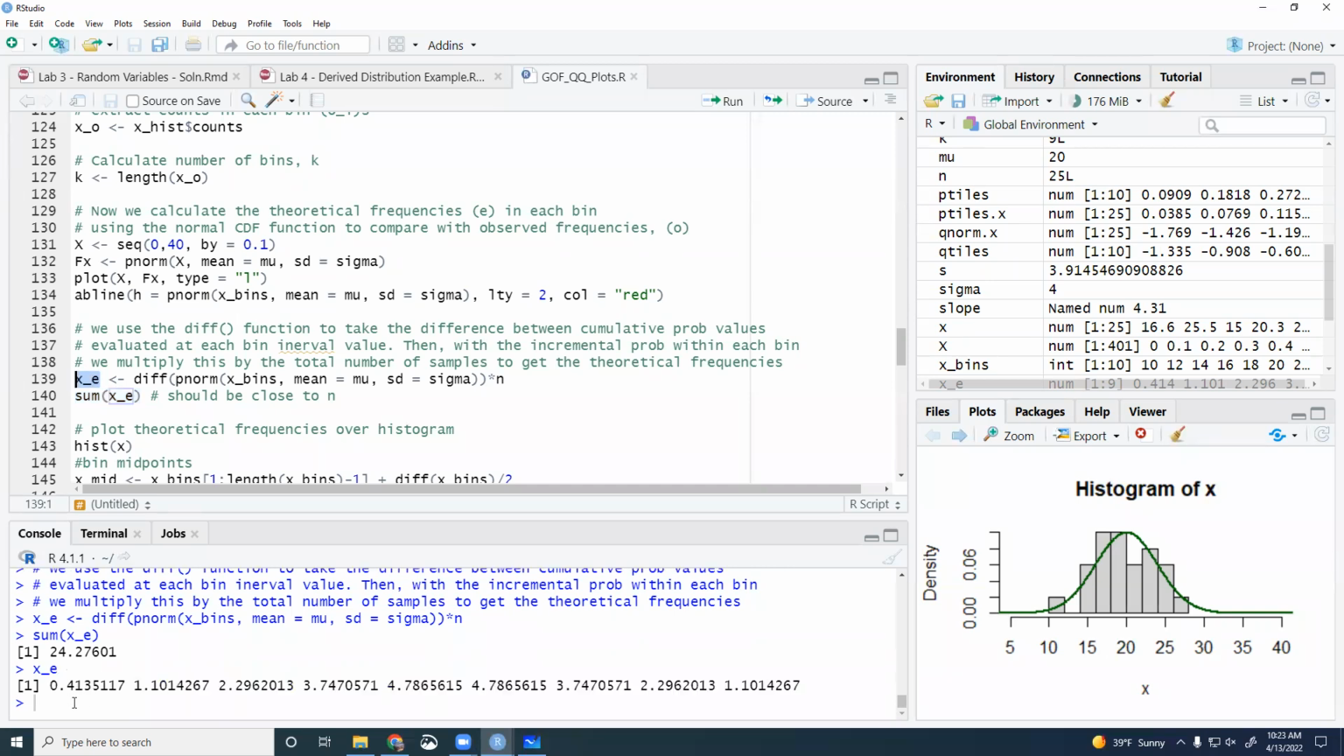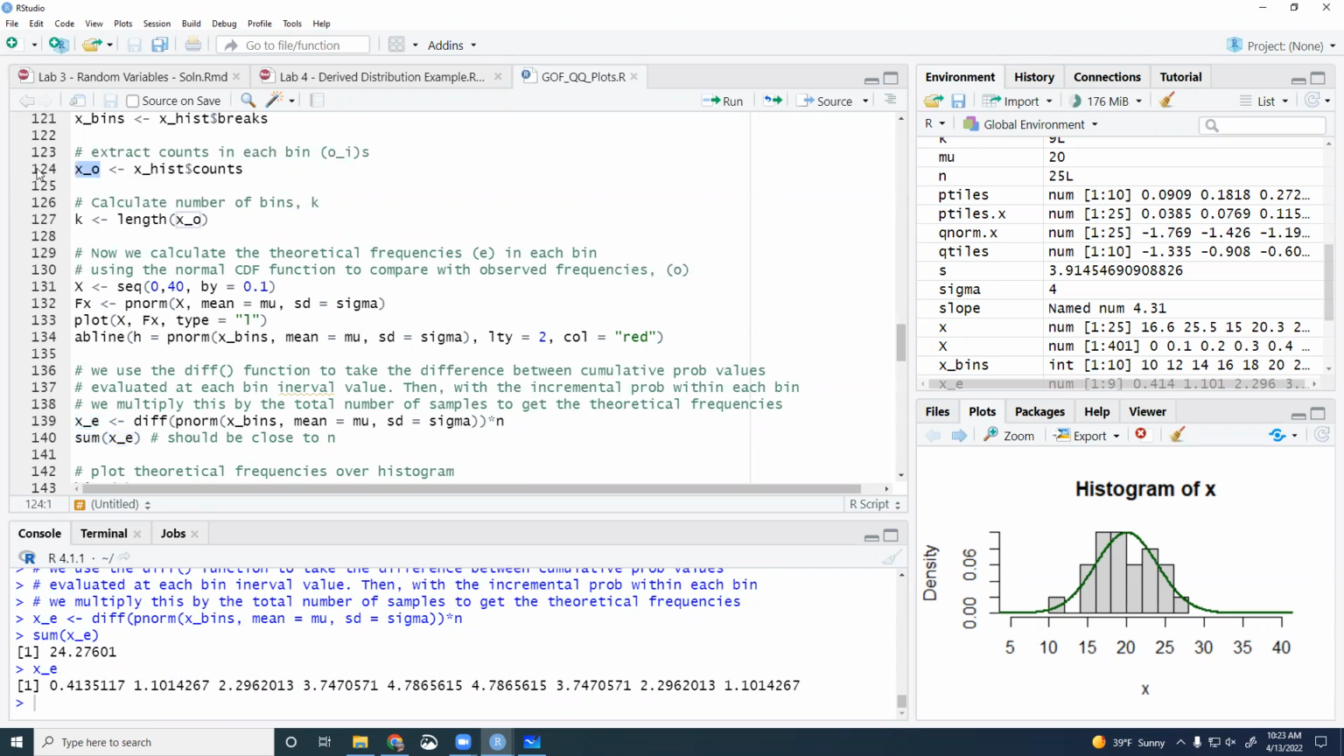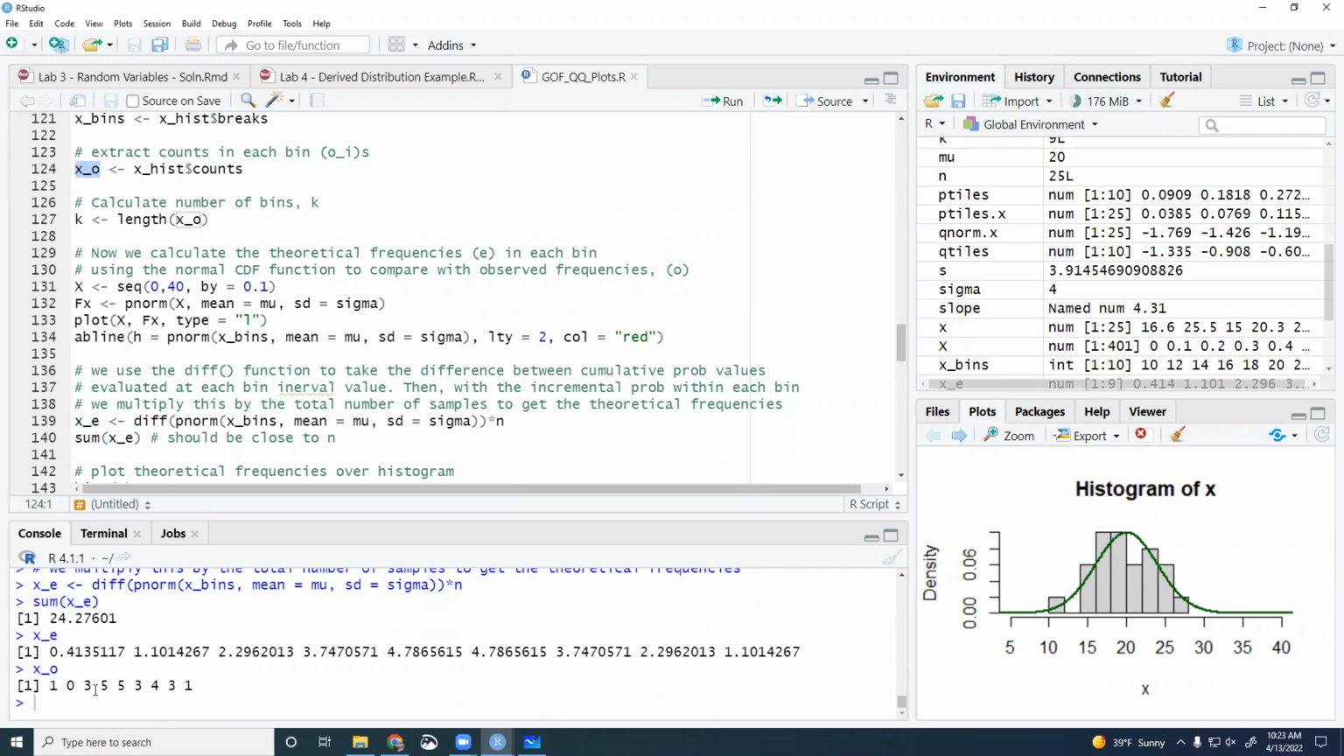And now I have, with this, a vector of expected counts, and I can compare that to my observed counts. And you can see this was 5 and 5 in the middle, and this is about 5 and 5. So doing okay so far. This is about 1 over here. This is 0, and this is expected to be 1. So there's a little bit of divergence there.